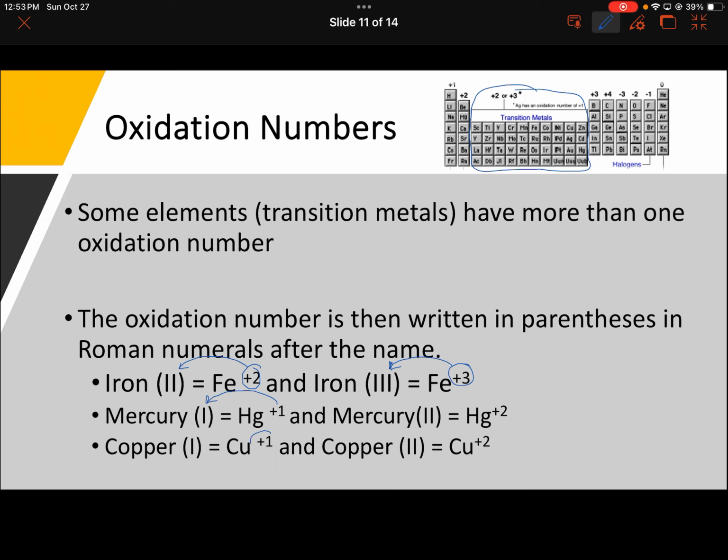Plus 1, it's a 1 in parentheses. Plus 2, it's a 2 in parentheses. Something like chromium. It's a plus 2, so I'd have a Roman numeral 2. Chromium can also be this. It's a plus 3, so then I would put a 3 in Roman numerals. So that Roman numeral just tells us if it's a plus 1, a plus 2, or a plus 3.